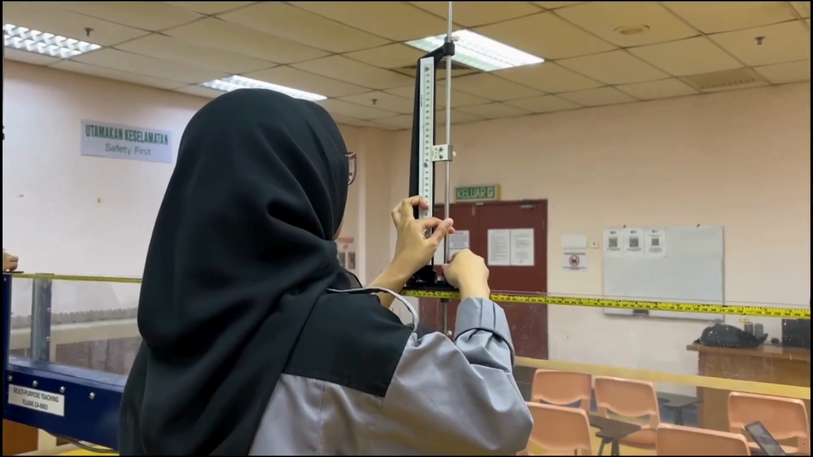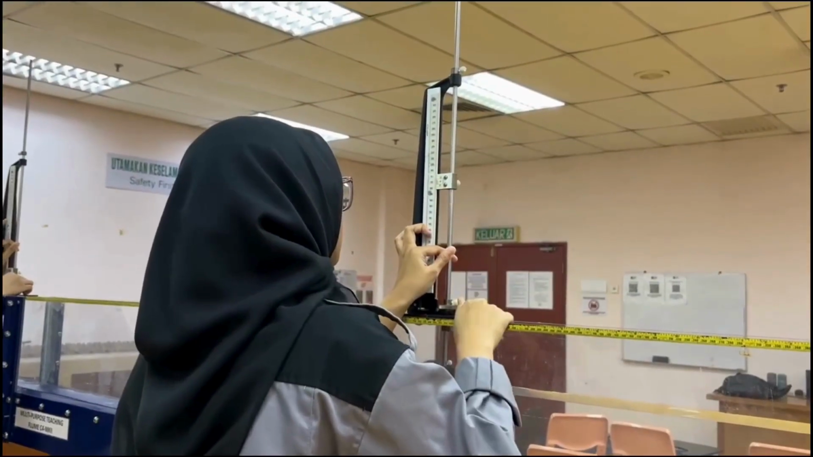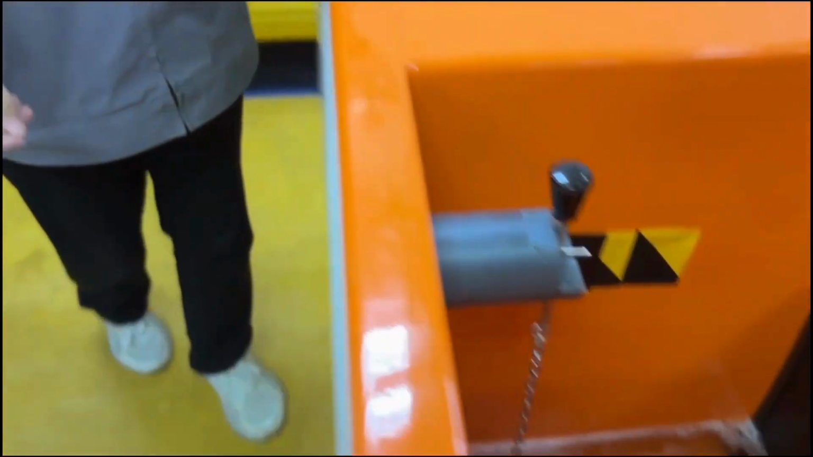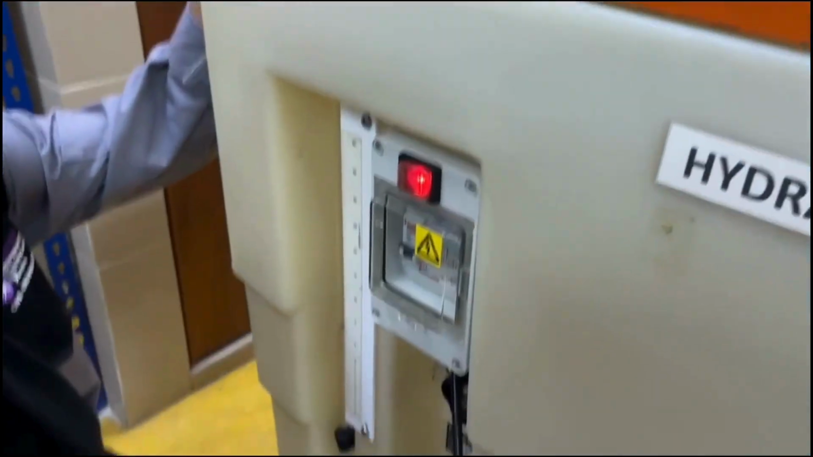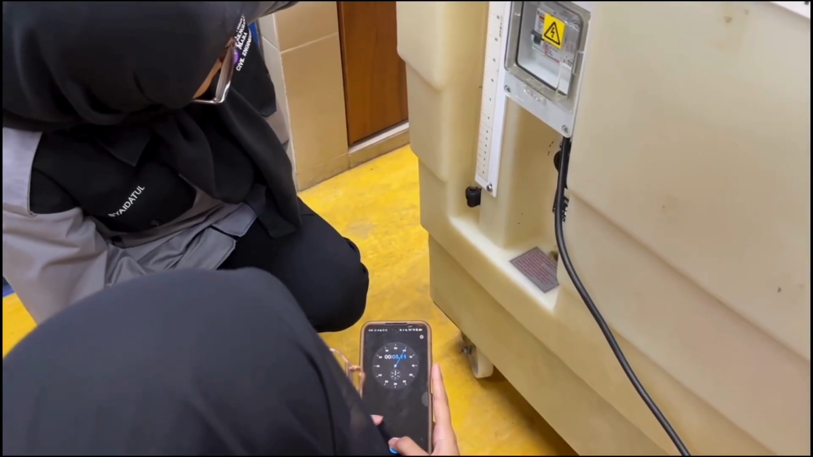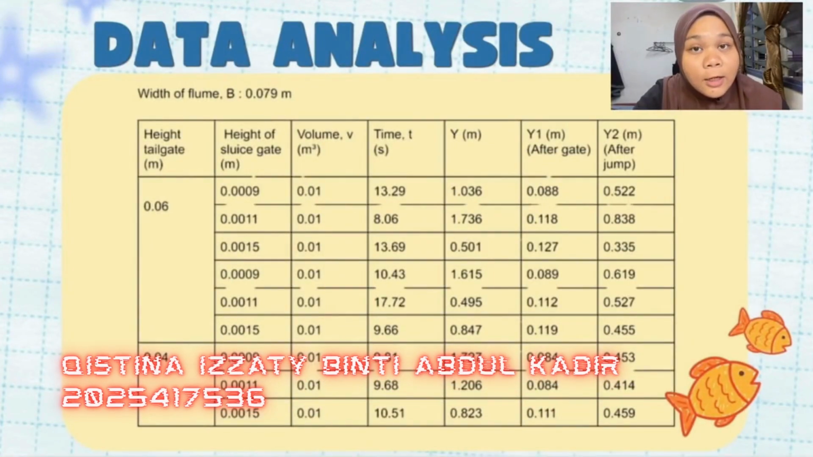Then, we measure the heights of Y1 and Y2 using the point gauge. After everything is measured, we cover the hole with the ball to record the flow rate and the time. All the steps and measurements are repeated three times with different heights of the sluice gate and tailgate. So now we move to the data analysis. Here is all the result.